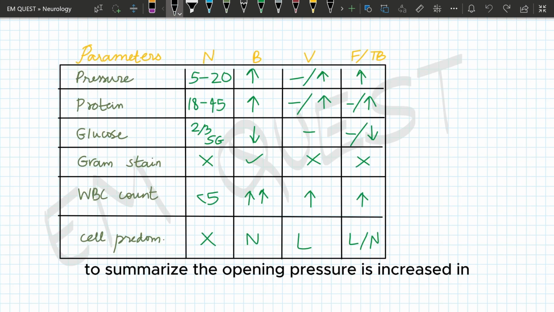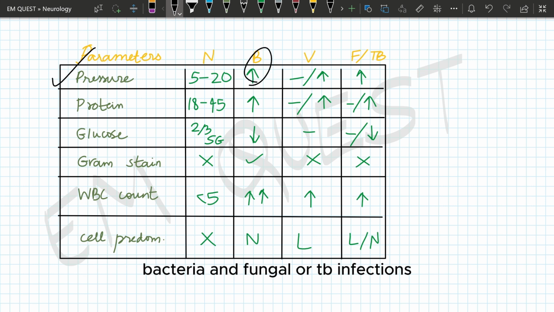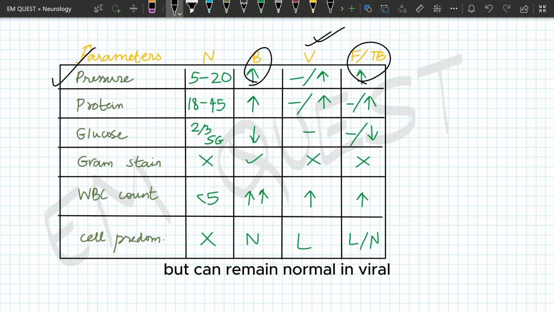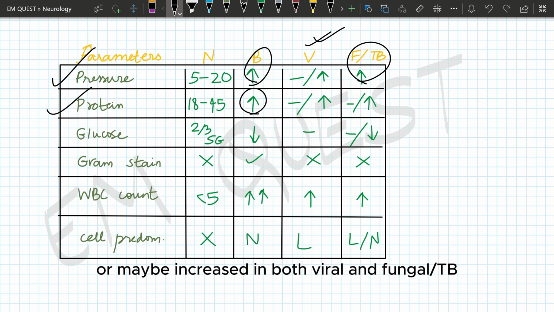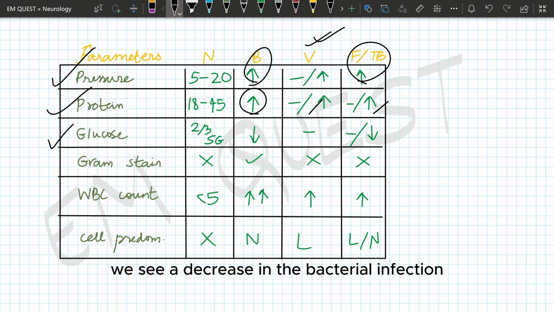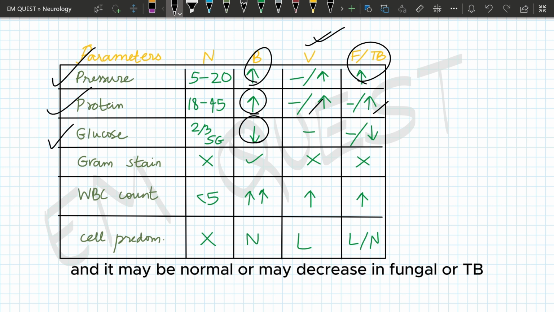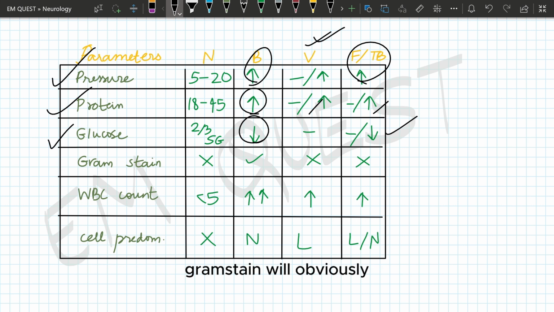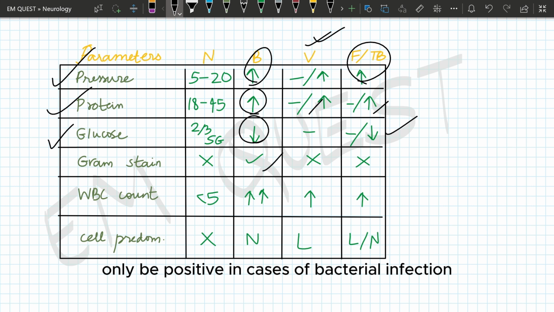To summarize, the opening pressure is increased in bacterial and fungal or TB infections, but can remain normal in viral. As for the protein, it is once again increased in bacterial, but may be normal or may be increased in both viral and fungal/TB. As for glucose, we see a decrease in the bacterial infection, it remains normal in viral, and it may be normal or may decrease in fungal or TB. Gram stain will obviously only be positive in cases of a bacterial infection.